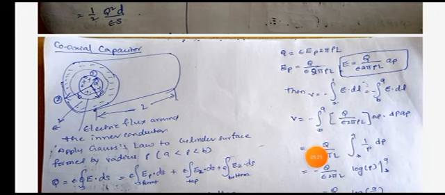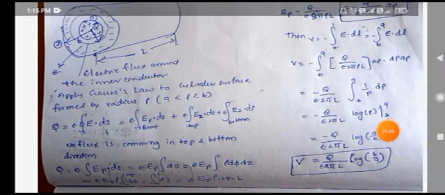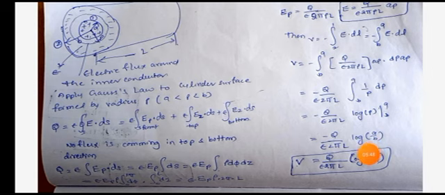So the entire term is treated as a constant, minus Q by epsilon 2 pi L. Take the integral from b to a of 1 by rho, where rho is the integration variable, 1 by rho d rho. What is the integration of 1 by rho? It is log rho. Apply the limits b to a, and you will get log of a by b.